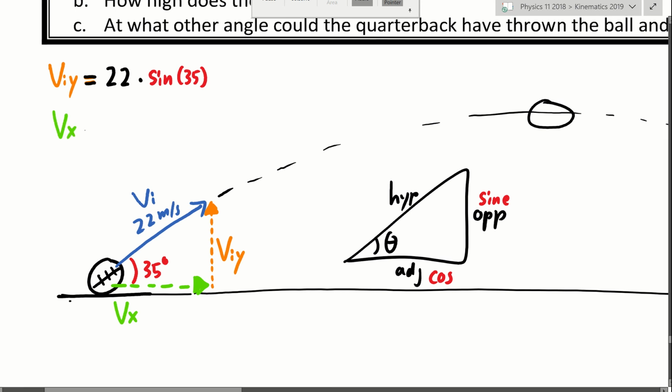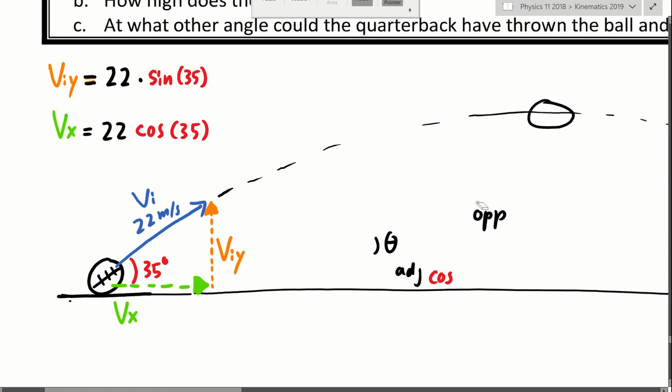Next, let's get the horizontal one. Vx is going to be 22, your V initial, your hypotenuse, multiplied by the other one. If you can pick one, then the other one is free. It's always just the other one. If the first one is sine, the other one is cosine. Always works.